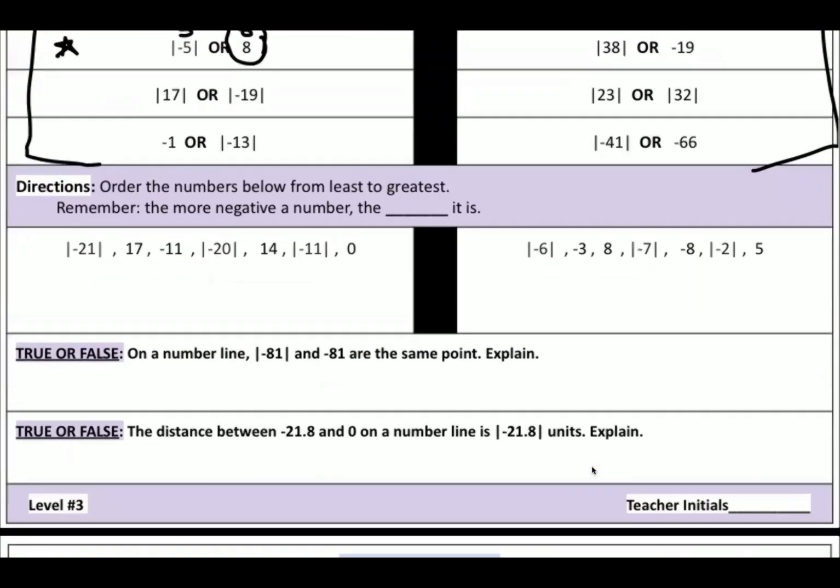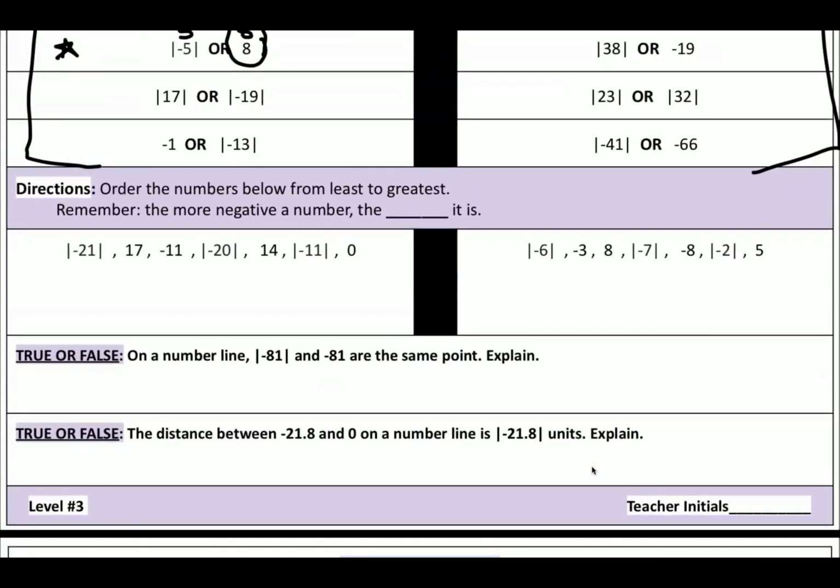This last part on page number 5 says order the numbers below from least to greatest. Remember, the more negative a number, the less it is. Okay, so you're going to order these least to greatest, and then go ahead and complete the rest of this page and check in with your teacher.